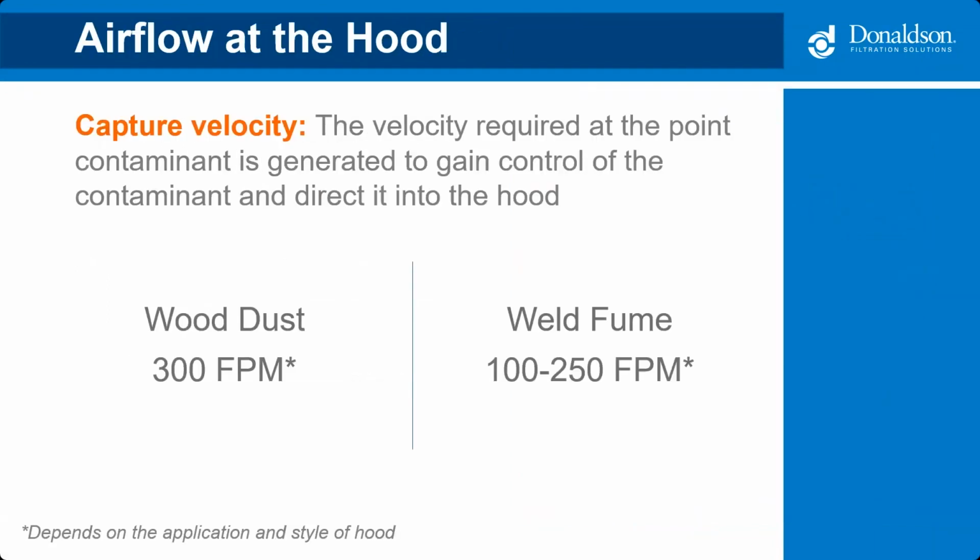Okay, when determining the required airflow at the hood, the main design factor is called capture velocity. This is the velocity required at the point where the contaminant is generated in order to gain control of the contaminant and direct it into the hood. For school wood shops, capture velocity is typically about 300 feet per minute, or FPM, although it depends on the application and the style of hood. For school weld shops, it is generally between 100 and 250 feet per minute.